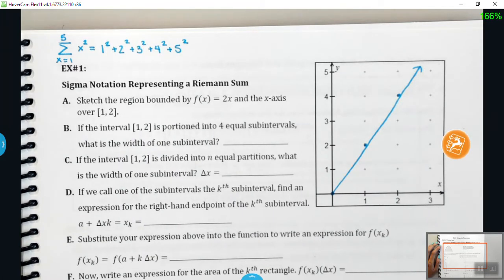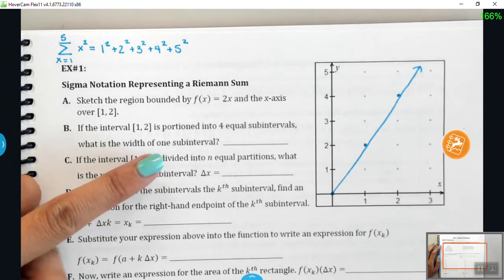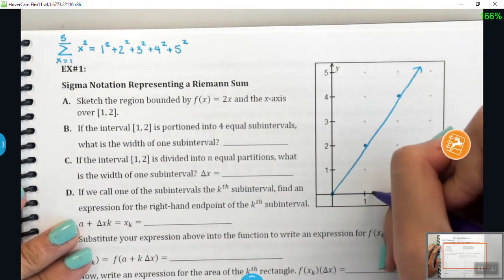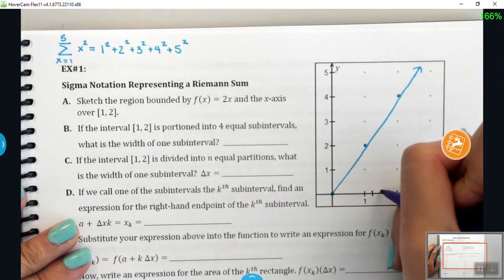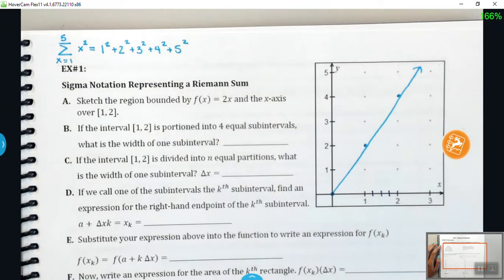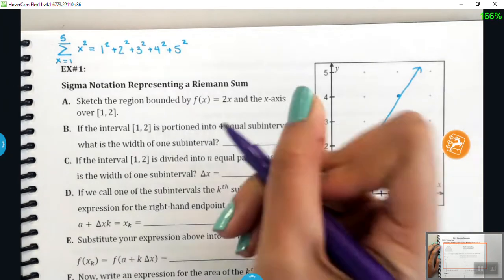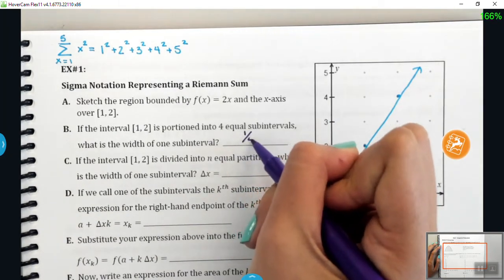All right. If the interval 1 to 2 is portioned into 4 equal subintervals, what's the width of each subinterval? So if I cut it into 4 subintervals, what's the width of each subinterval? What's the width from 1 to this point? What would be the width? 0.25, right? Or 1/4, right?